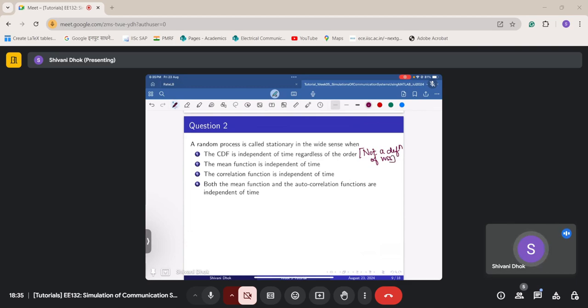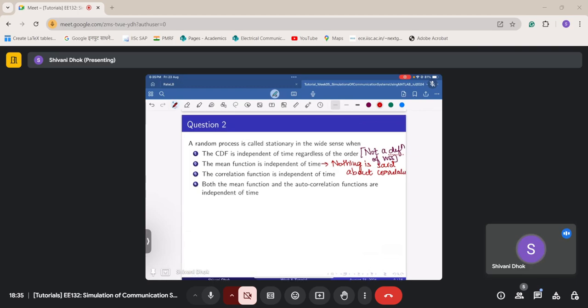Then we have the mean function is independent of time. In this option, nothing is said about correlation. So again, this is not correct. Third option, the correlation function is independent of time. In this particular case, nothing is said about mean. So this is also not a correct statement. The last statement is both the mean function and the autocorrelation function are independent of time.